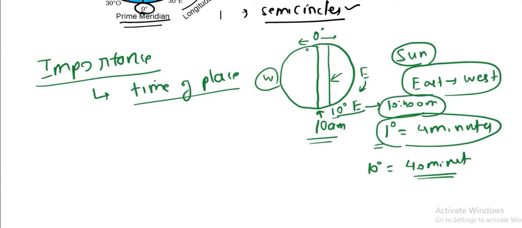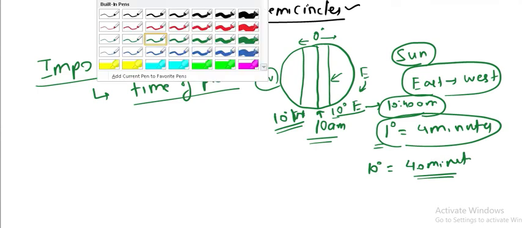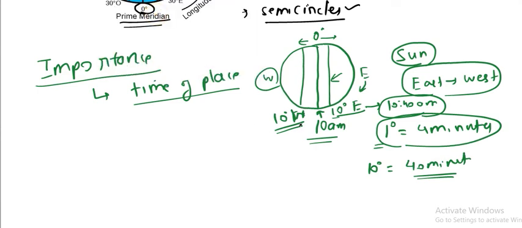So I will ask you, what will be the time at this location, which is 10 degree west? Now I am asking the time at this location when it is 10 a.m. at the 0 degree longitude. Similarly, because it is 10 degree west, the time will decrease. How much will it decrease? By 40 minutes. So at this location the time will be 9:20 a.m., right?